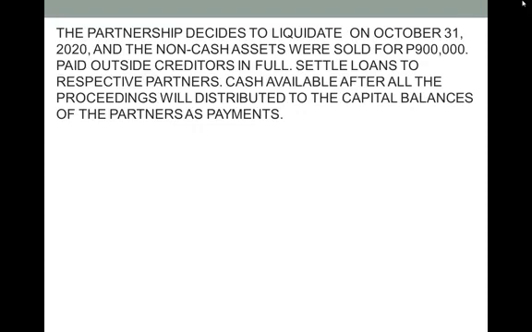This is the additional information. The partnership decides to liquidate on October 31, 2020. The non-cash assets were sold for 900,000. Take note, the proceeds, 900,000. Paid outside creditors in full. Settle loans to respective partners. Cash available after all the proceedings will be distributed to the capital balances of the partners as payments.